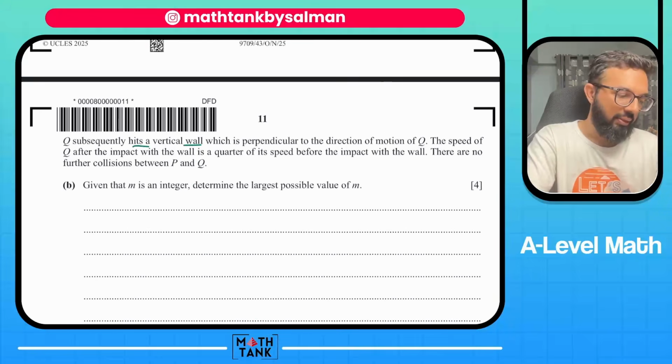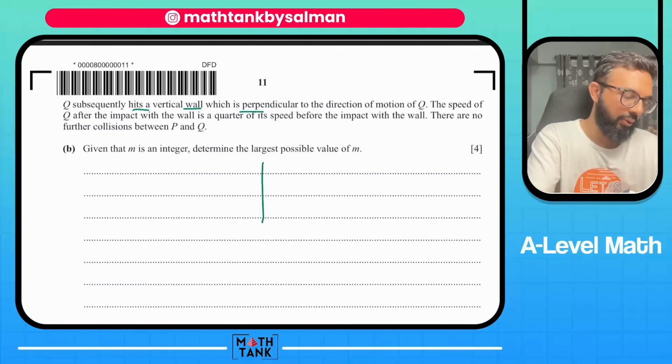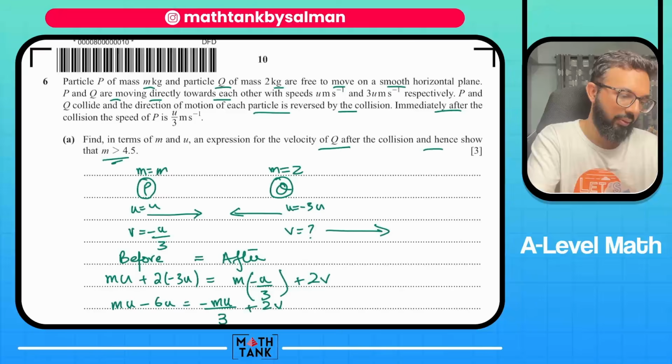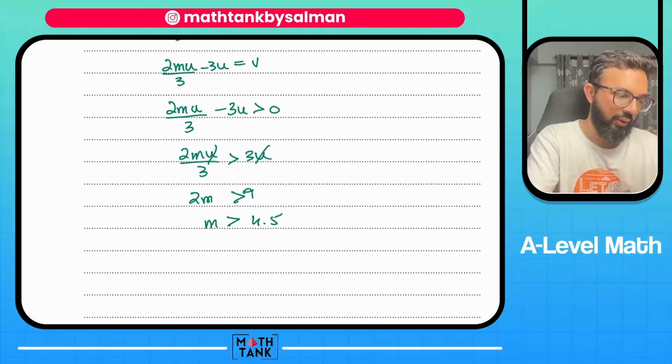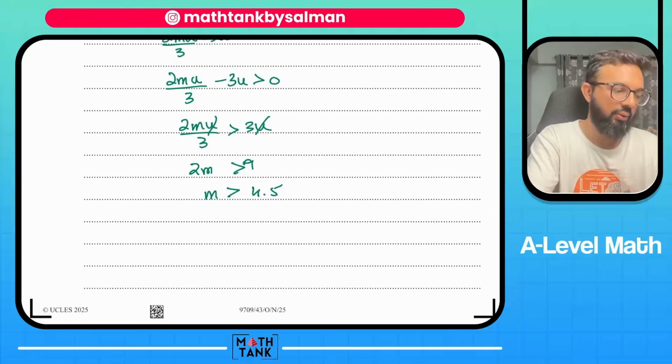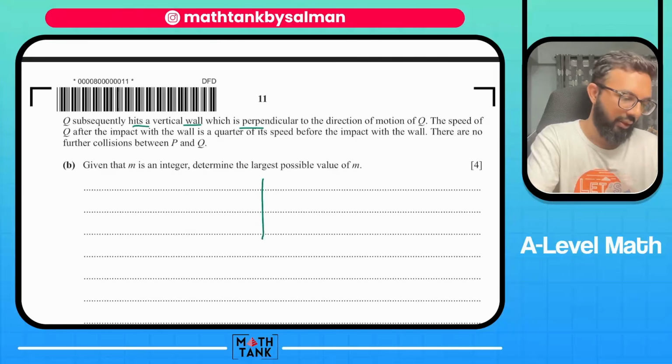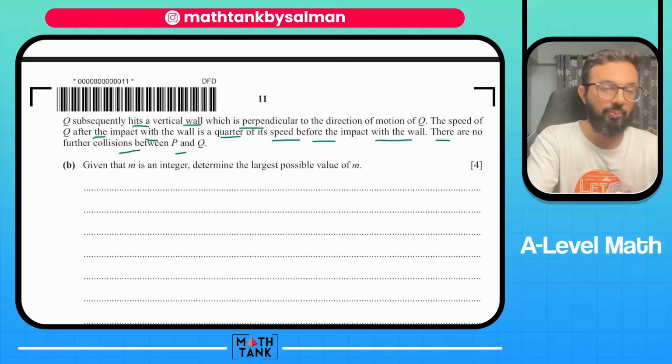Q subsequently hits a vertical wall which is perpendicular to the direct motion of Q. So Q is hitting the wall. Where is Q? Q is this. Find the velocity of Q. So Q's velocity was 2mu over 3 minus 3u. The speed of Q after the impact with the wall is a quarter of its speed before the impact with the wall. There are no further collisions between P and Q. Given that m is an integer, determine the largest possible value of m.